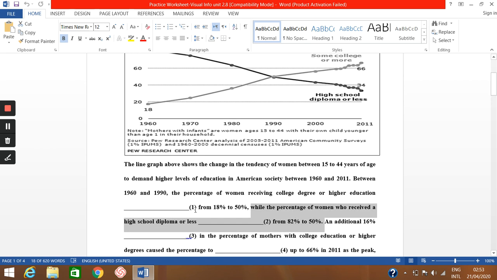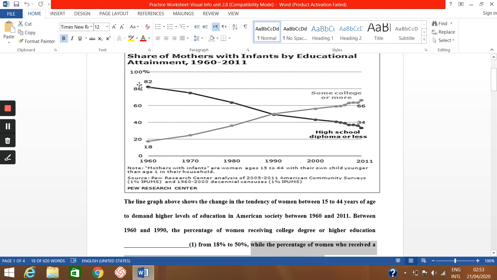Therefore, before you start using the verbs, you have to see the percentage. Start from 82% to 50%. I mean, in the same time span, in the period between 1960 to 1990. So let's check this one here. Yes, it starts from 82%, and it goes down until 1990, which is 50, as we have seen earlier, because the two graphs join or intersect at this point here.